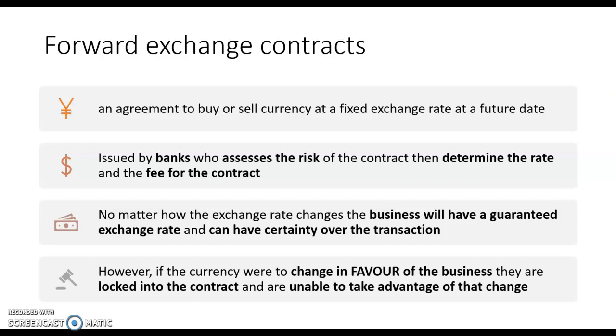The only problem with a forward exchange contract is if the currency were to move in favour of the business. They're locked into the contract and they're therefore unable to take advantage of that change. However, the certainty that this contract provides usually outweighs this risk.